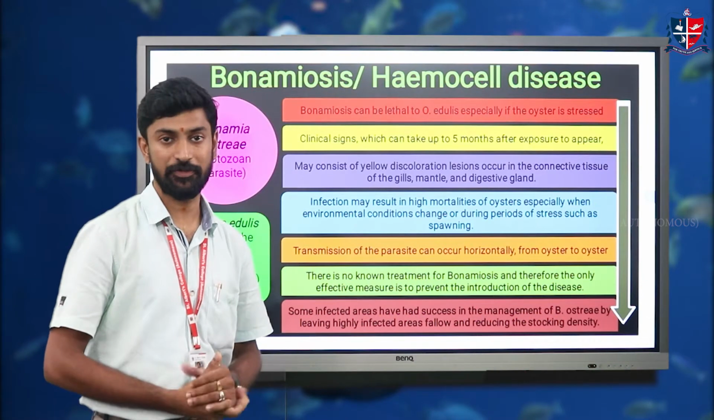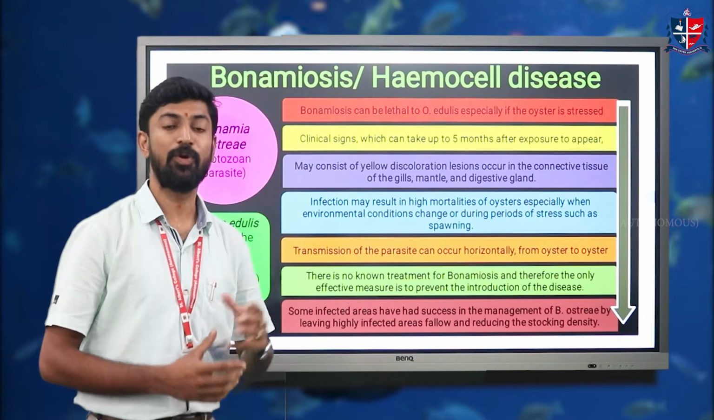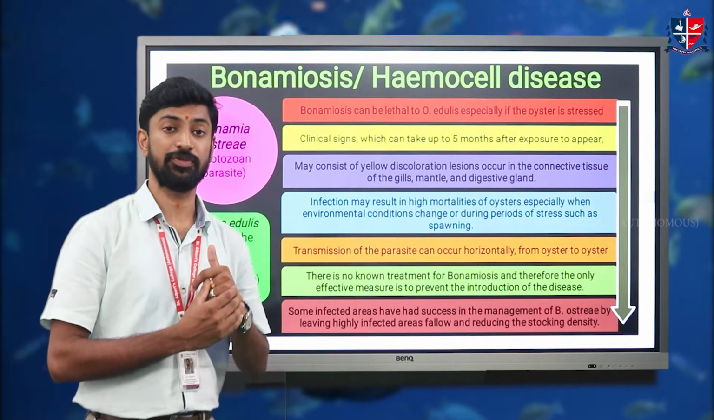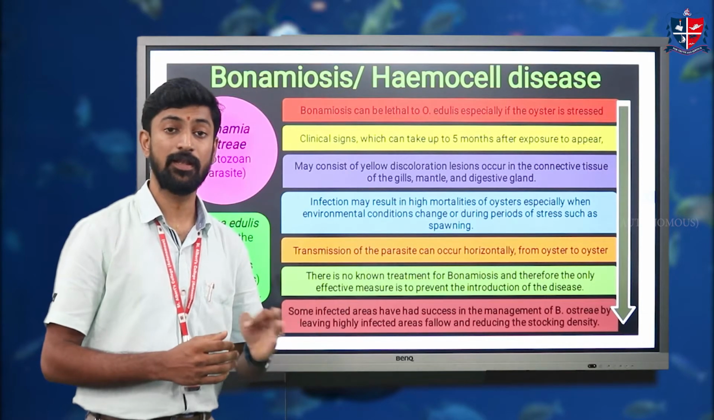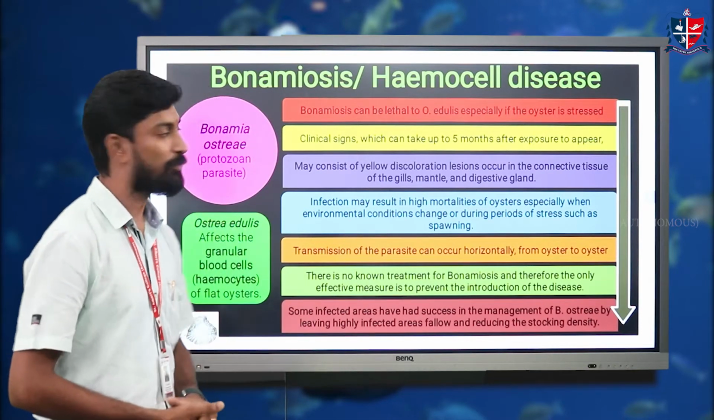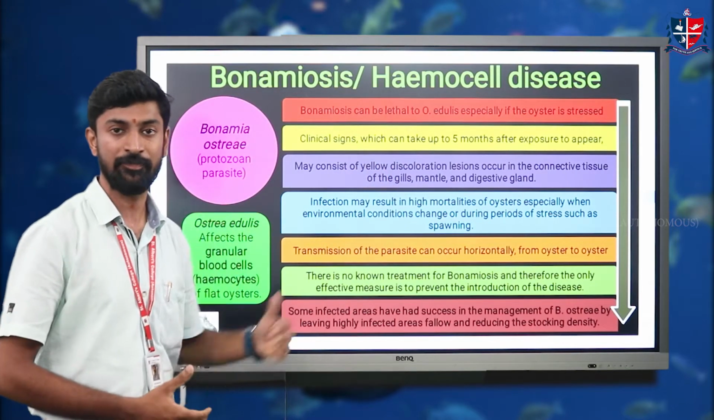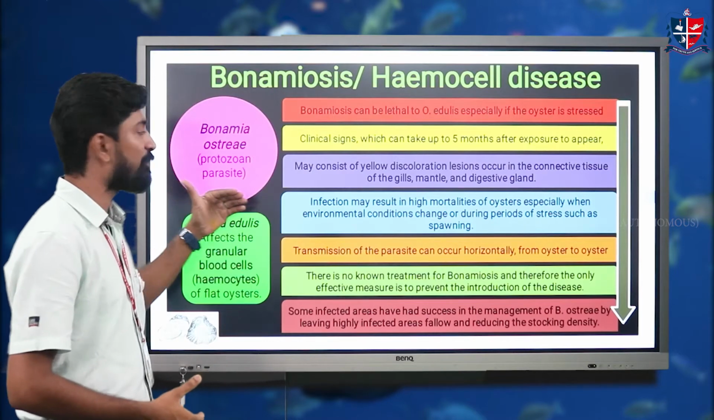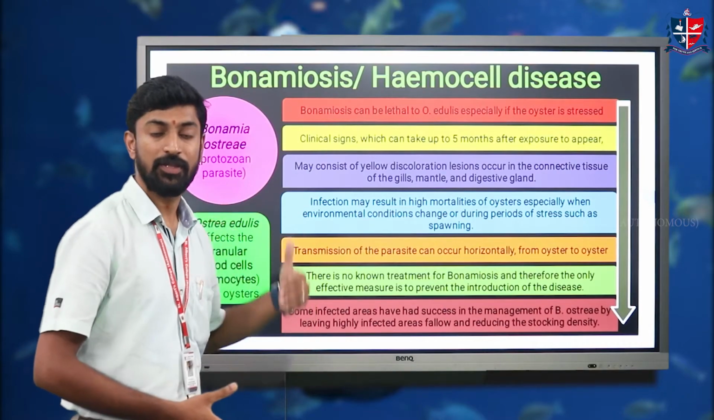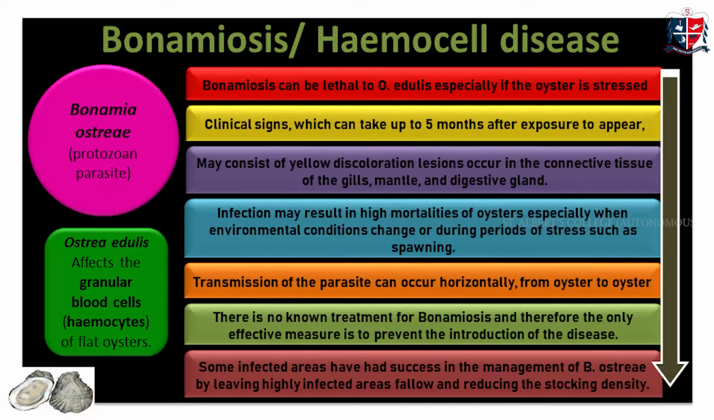Bonamiosis is one of the diseases. We are mainly going through three major diseases: bonamiosis, then martiliosis, and microcytosis. These are the three major parasitic diseases found in oyster. Bonamiosis, or haemocyte disease, is the first one in this slide. Bonamia ostreae is the protozoan parasite that causes bonamiosis in oysters.